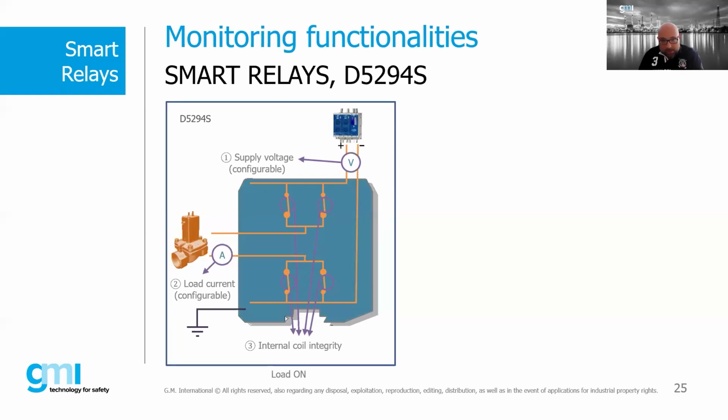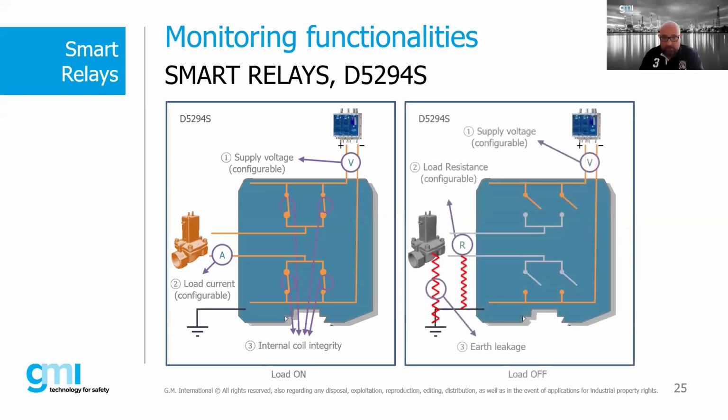In case of normally energized load, it's possible to monitor the voltage applied to the load, the current flowing through the load, and the internal coil integrity. In the second case, which is the opposite, and it's a classic fire and gas application, the health of the load must be monitored to be sure that in case of emergency, the load is capable of operating. In this case, we can monitor, again, the power supply voltage, the load resistance, and the leakage from the load to the ground.